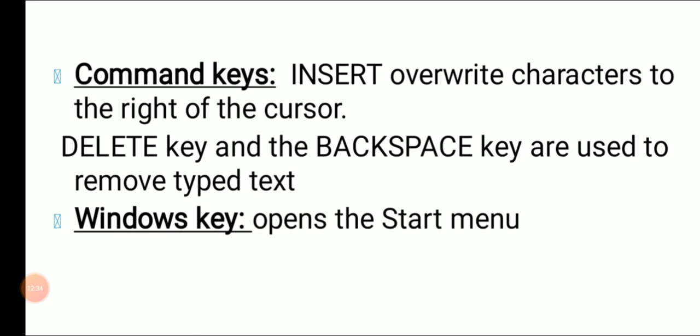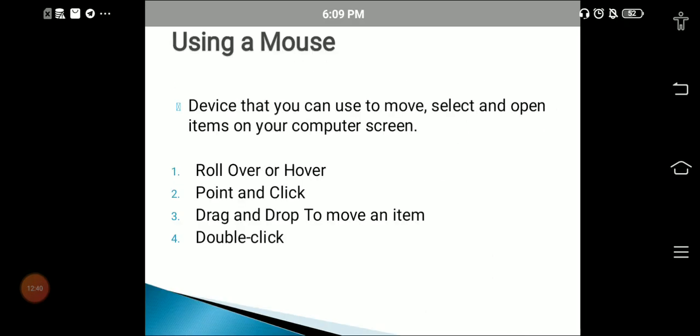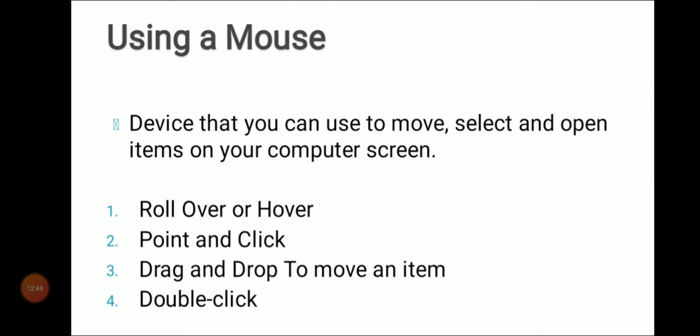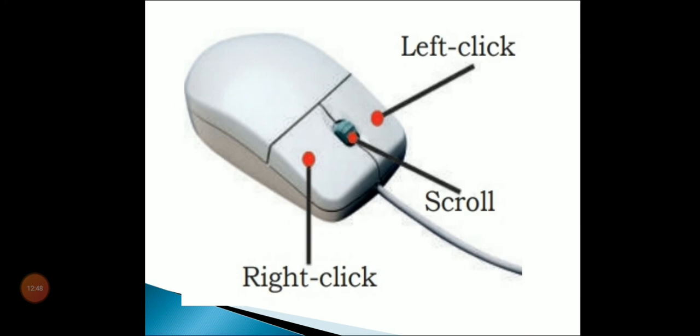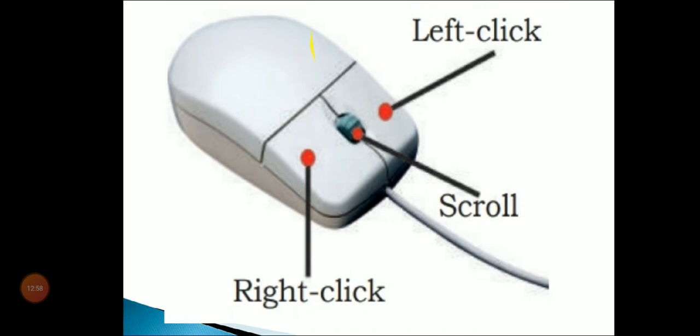Window key, we are using to open the start menu. Okay, this one is your window key. Next, the second device is your mouse. You will check that mouse pointing device. In this mouse we have the left click, right click and scroll button. It is responsible for scrolling the page up and down.